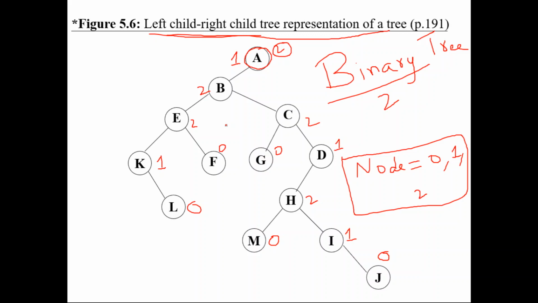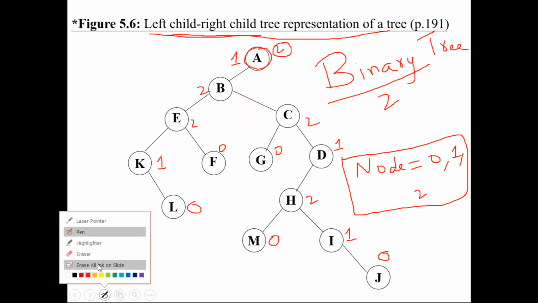A binary tree is one where any given node can have at most 2 children, or maximum 2 children. Okay, such a tree is called a binary tree, right? So we will be heavily discussing binary trees.